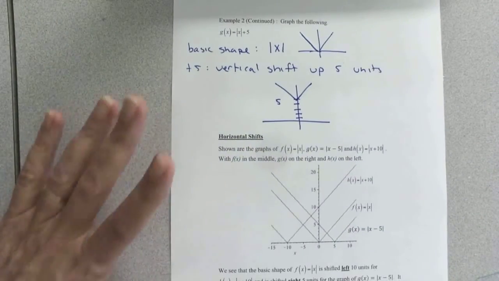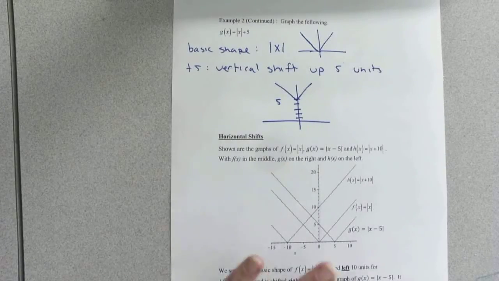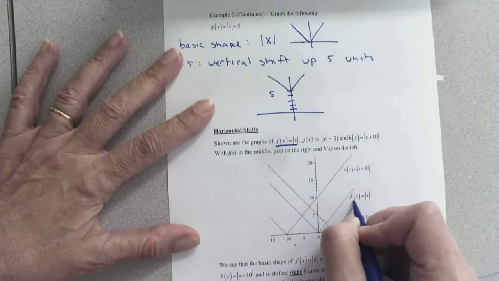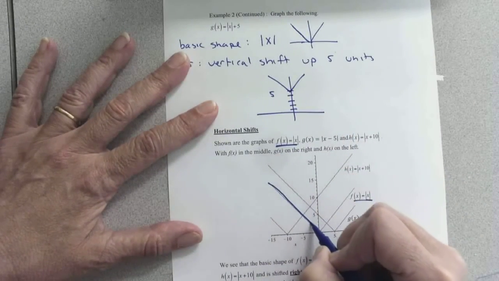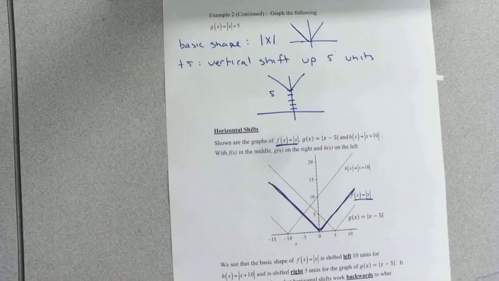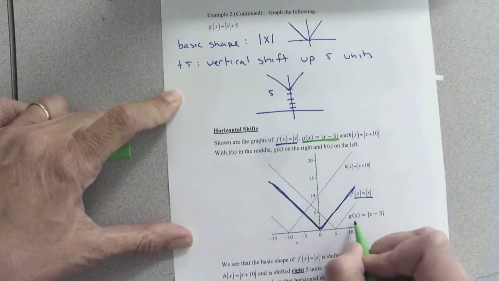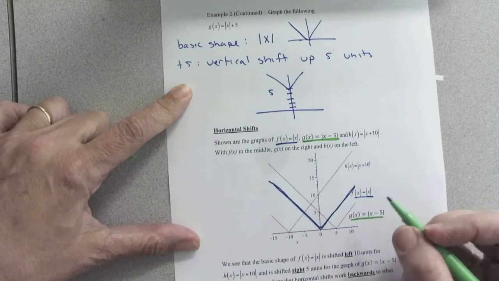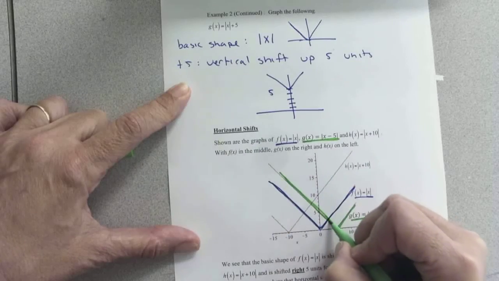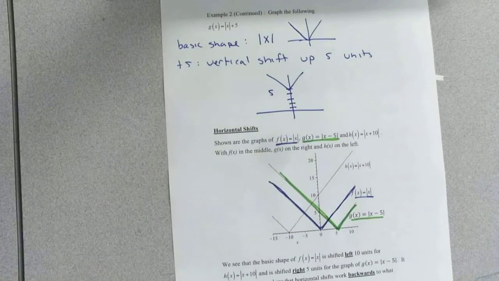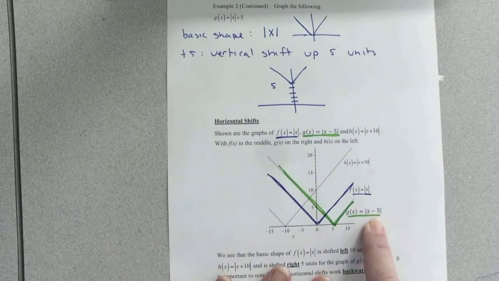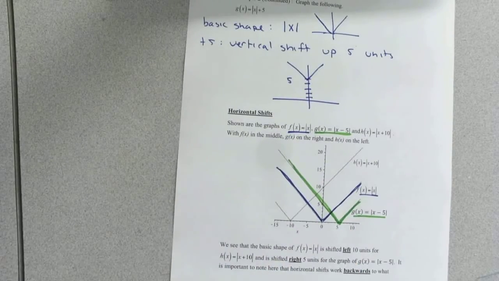Because that's vertical shifts. Now horizontal shifts. Shown are the graphs of f of x equals absolute value of x. So we'll do that one in blue, and that's this one here. g of x equals the absolute value of the quantity x minus 5. We'll do that one in green, and that's this one here. And so we see that it's shifted horizontally to the right 5 units. Even though there's a minus 5 here, it went right 5 units.